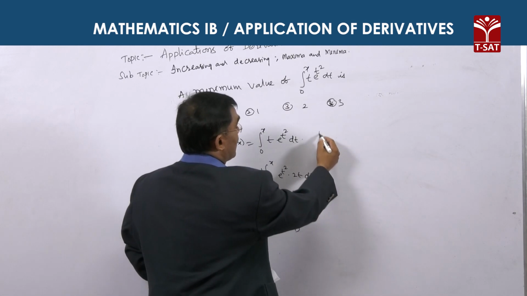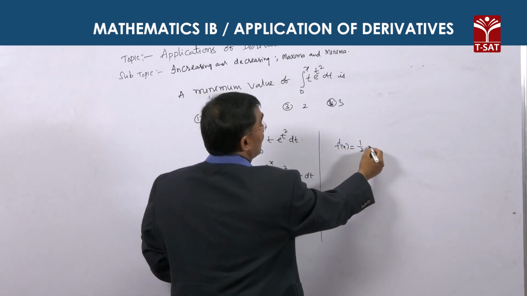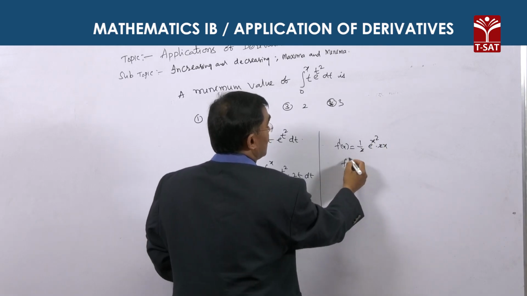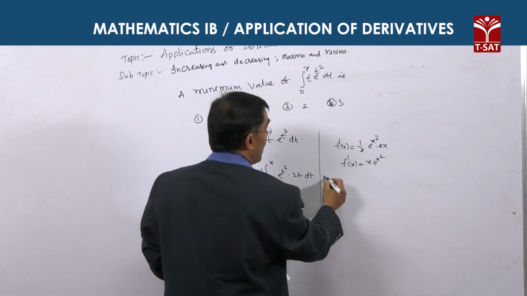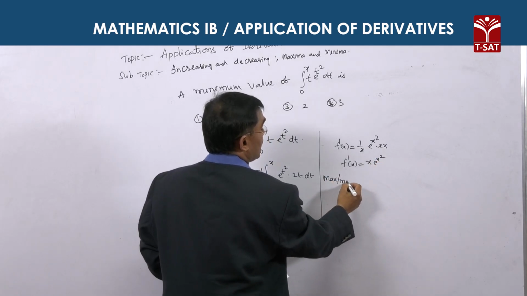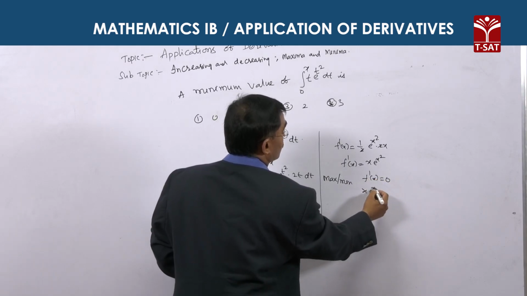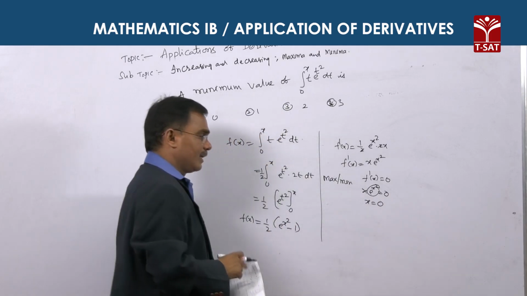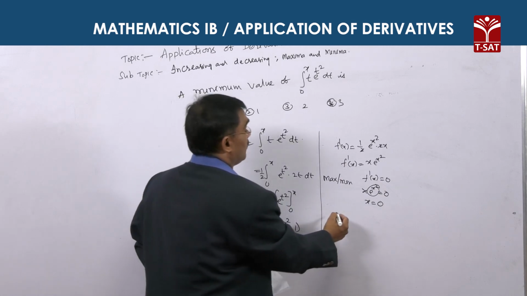For finding maximum or minimum, first find f dash x. f dash x is 1 by 2 into e power x square into 2x. So 2 will be cancelled. f dash x equals x into e power x square. For maximum or minimum, f dash x equals 0. x into e power x square equals 0, where e power x square is always positive. Only at x equal to 0 is the function at a maximum or minimum.